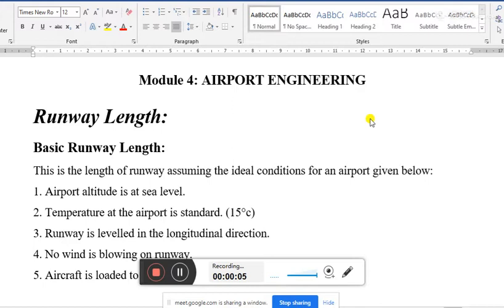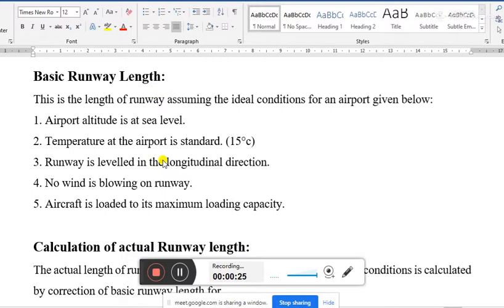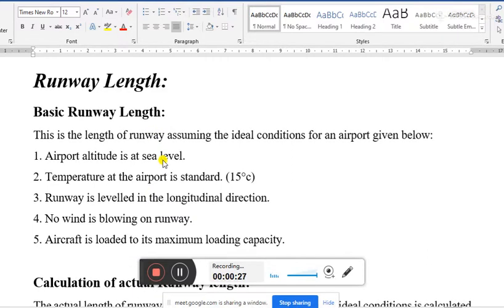About runway length, we have to first discuss the basic runway length. If you want to design or determine the proper or required runway length for proper takeoff and landing operation, we have to first understand the basic runway length, or the runway length that is prescribed by some aviation organization with some ideal conditions.